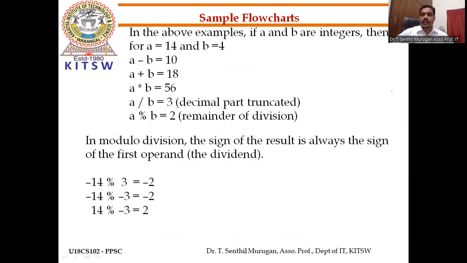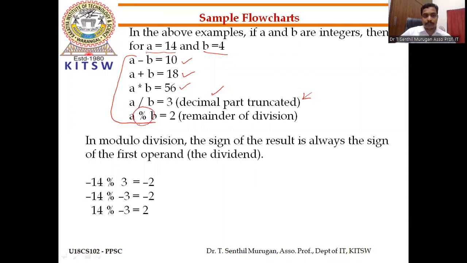So how are the expressions written? Here is a sample for arithmetic operations. I am assigning 2 values: A equal to 14, B equal to 4. So we can perform these arithmetic operations. A minus B equals 14 minus 4, 10. A plus B equals 14 plus 4, 18. 14 into 4, 56. 14 by 4 is 3. It will take only the integer part. Wherever we use the division operation on integers, it will take only the integer part.